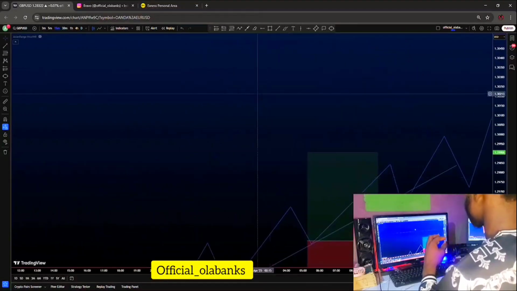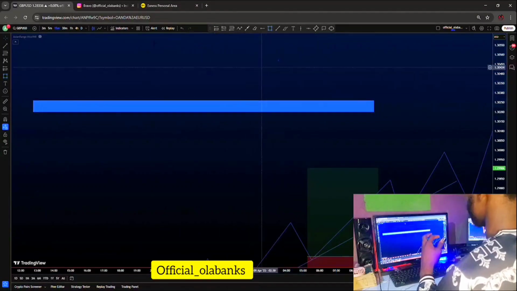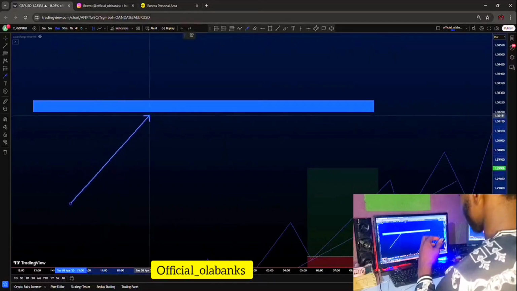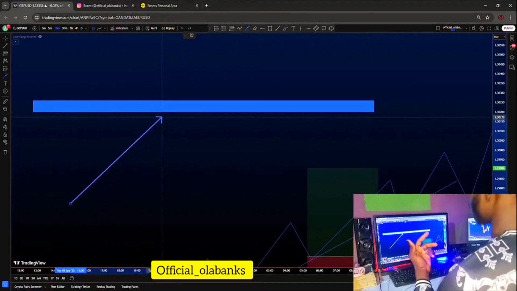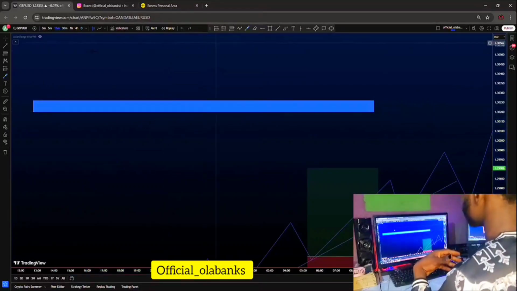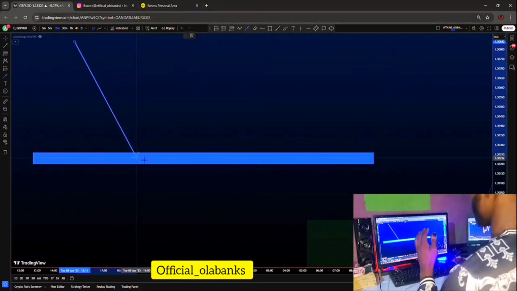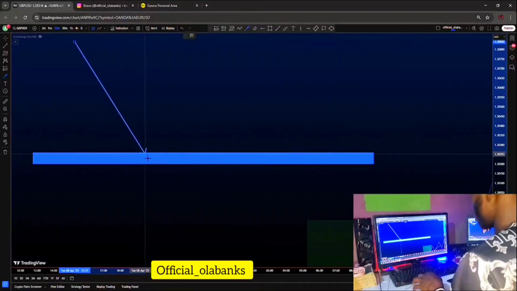For the support and resistance, it can be a zone and it can also be a level. So let's say price is coming from below and hitting this particular level or zone from below, it is called a resistance. Price is resisting it from going above. But if the price is coming from up here and reacting from the top of that level, it is called support.